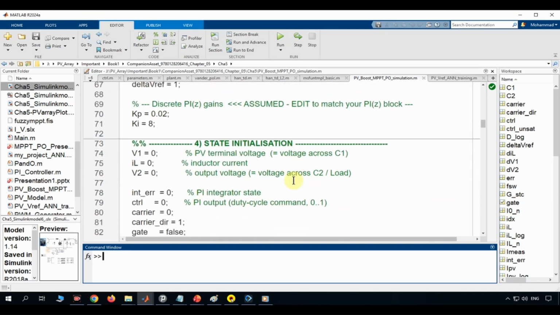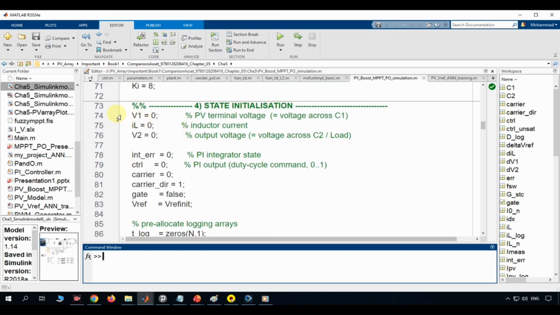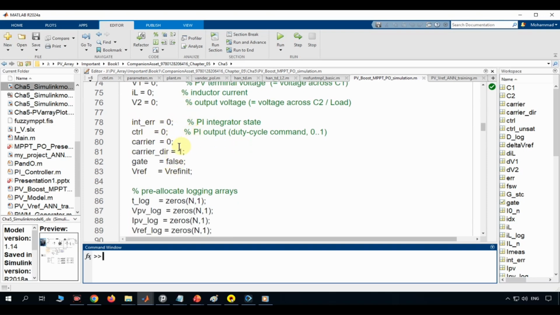In Section 4, we initialize our dynamic state variables before the simulation loop begins. The state variables we are tracking are the PV terminal voltage V1, the inductor current IL, and the output voltage V2. All of these start at 0 to simulate a cold start condition. We initialize the PI controller's integrator memory and the duty cycle output, control, to 0. We set up a digital triangular carrier wave variable, carrier and carrier_DIR, which will generate our PWM signal, and we initialize our reference voltage ref to the starting point.